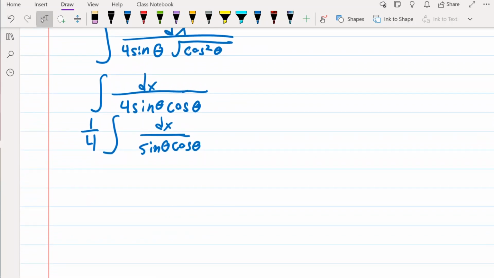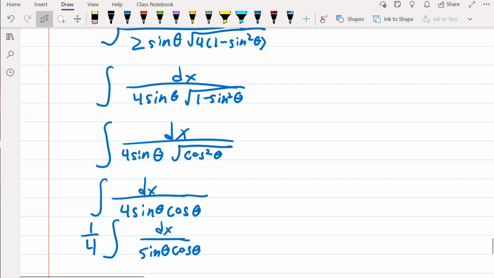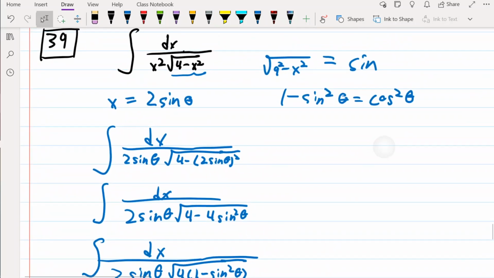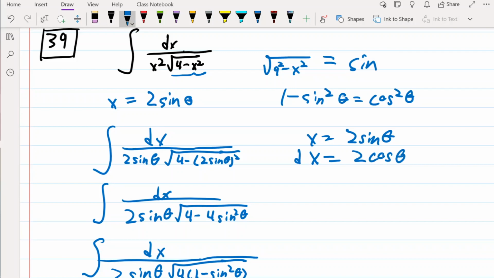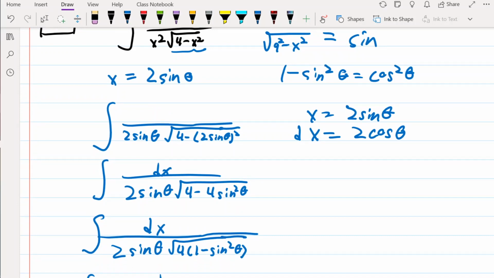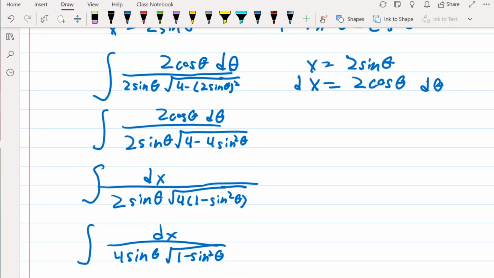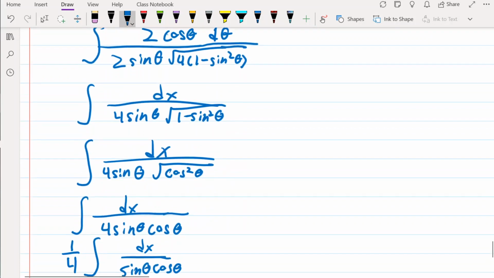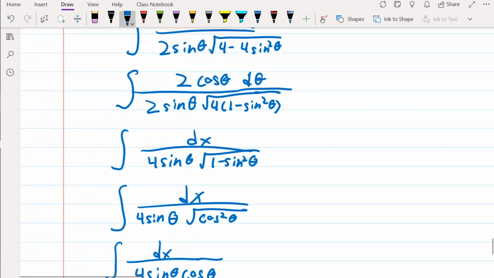Let's see, how can we go from here? I think I forgot to change over dx. That will explain it. So x equals 2 sine theta. Now dx is going to be equal to 2 cosine theta, which means that we're going to have to put 2 cosine theta d theta on top of everything. Otherwise it would be a big pain for us to integrate this right here, the sine theta times cosine theta.